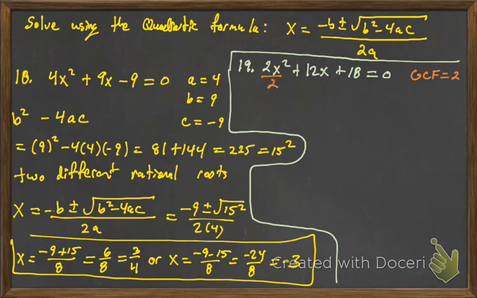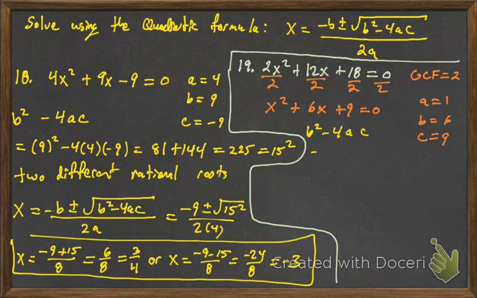That just makes the problem easier. And divide everything by 2. x squared plus 6x plus 9 is equal to 0. Identify your ABCs. Because we only have an x squared, the coefficient there is 1. 1, 6, and 9 are your coefficients.